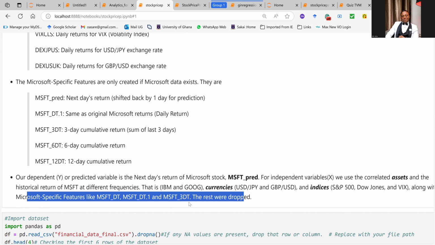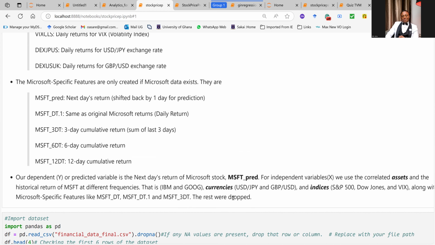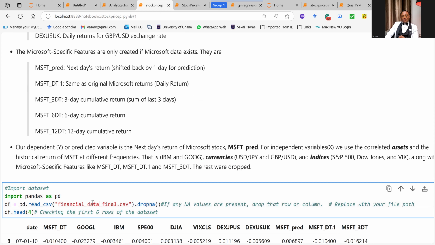Now, you will notice that I put a sentence here that the rest of the features were dropped. Which were dropped? Some of the Microsoft specific features were dropped, because when I got the data from Yahoo Finance, I saw that 2 of the variables are useless. So I had to drop them. I've indicated here that they've been dropped. So what you are going to load now, you will not see the dropped data, but I've dropped 2 of them because they're not important.